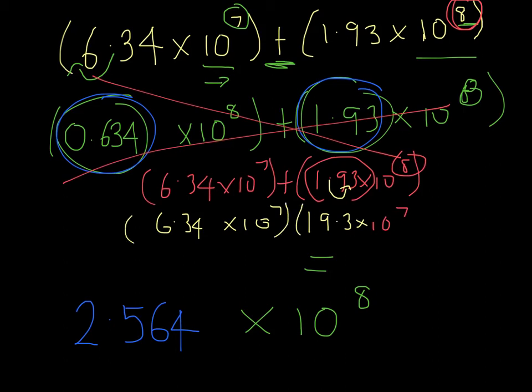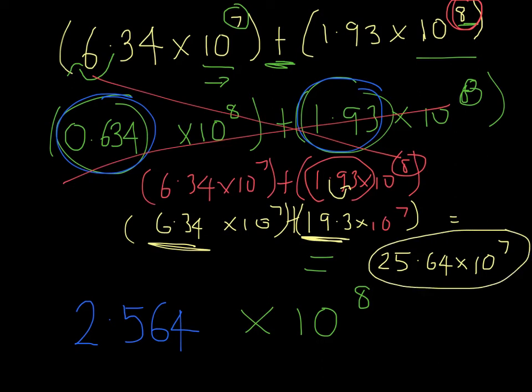So we are going to have an answer of, yet again, 10 to the power of 7 this time. And if we add 6.34 and 19.3, that is equal to 19, and 6 is 25, and 0.3 and 0.34 is 0.64. So 25.64 times 10 to the power of 7.